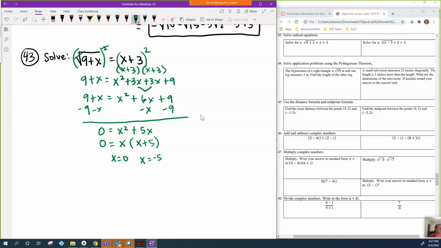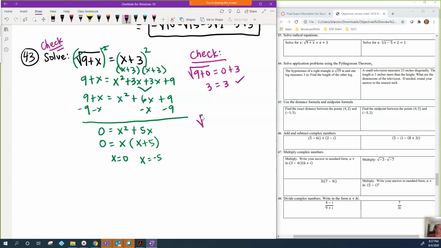And so those are the two answers that I come up with, but you always want to check these because these could have extraneous solutions too if there's a square root. Meaning one or both of these solutions might not be good. So let's check them over here and make sure they both work. If I put 0 in the first one, square root of 9 plus 0 equals 0 plus 3. Well, square root of 9 is 3. So 3 equals 3. So that one does check out.